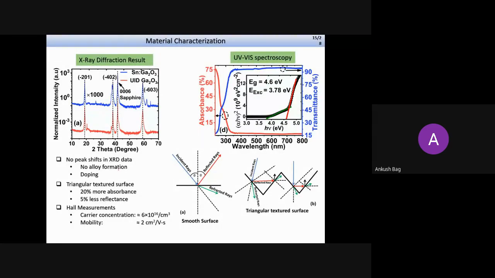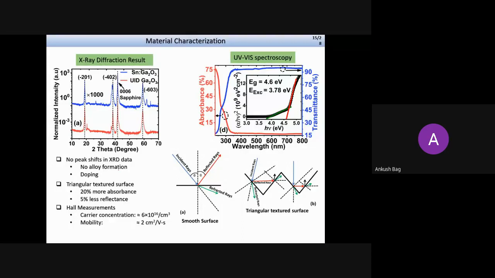So after that, we have also done UV-visible spectroscopy, where we have observed a transition in absorption, and we have confirmed that the band gap is around 4.6 electron volt. Also after doping, we have done some Hall measurement, because Hall measurement is the primary characterization technique, as you know, to check the carrier concentration and the mobility of any thin film developed.